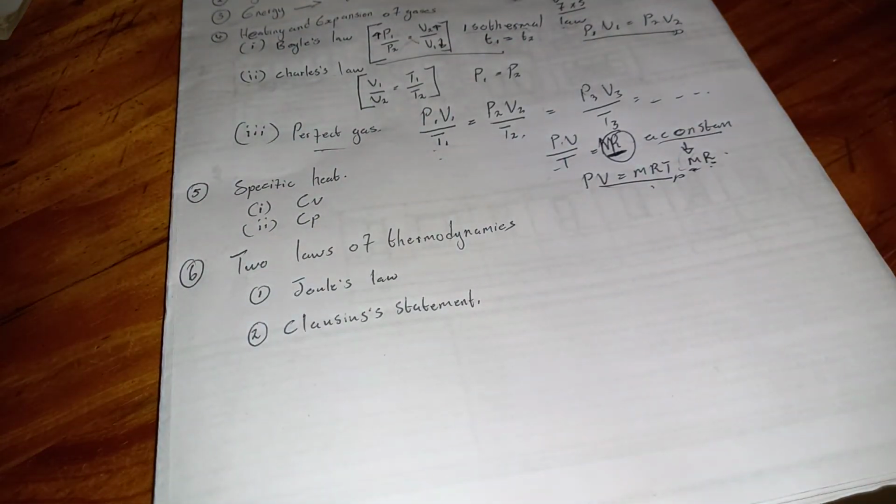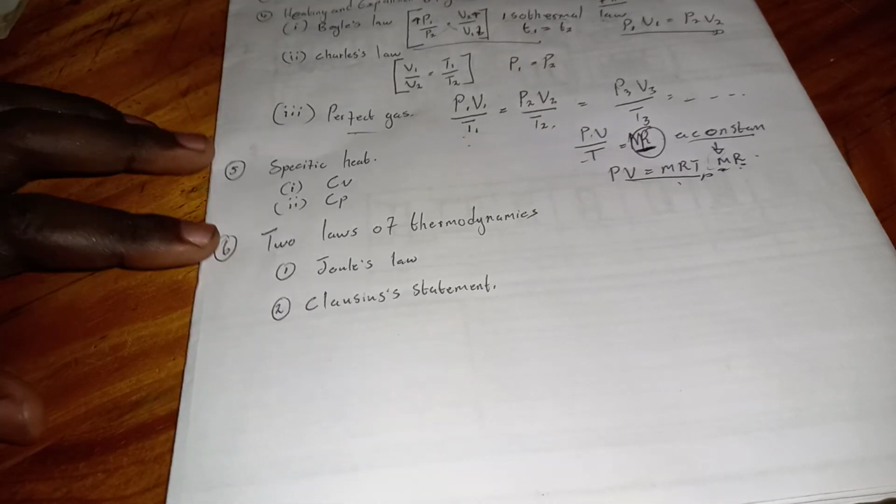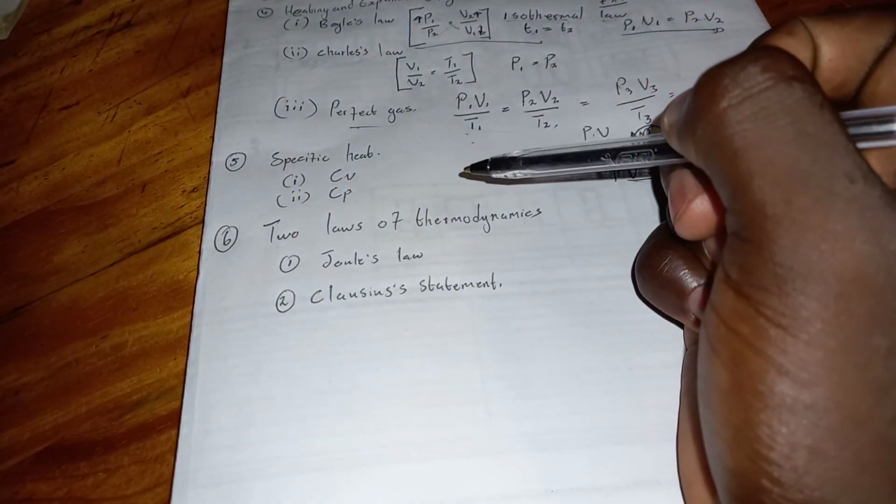So the perfect gas is where you don't have any constant, right? It's where you don't have any constant. And then let's move to our specific heat capacity.